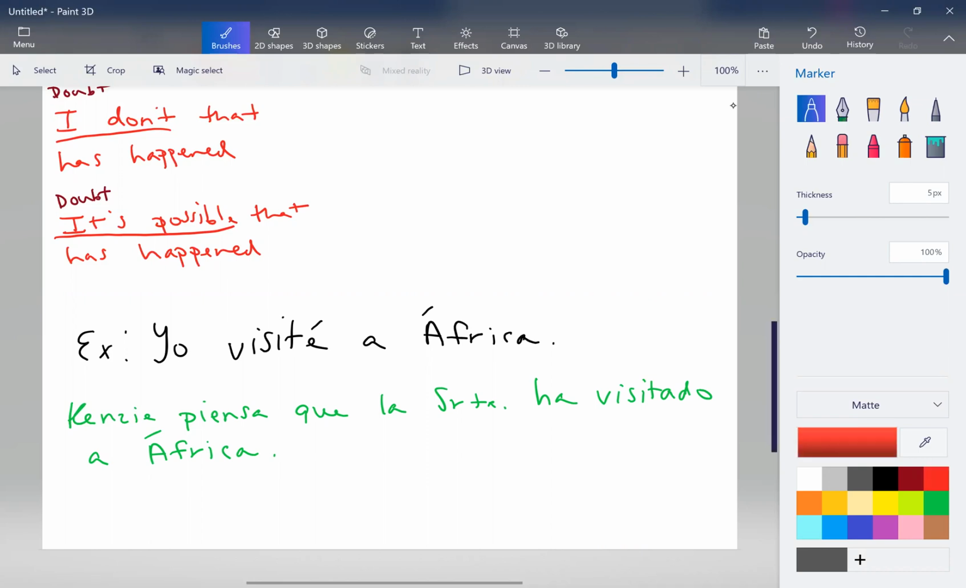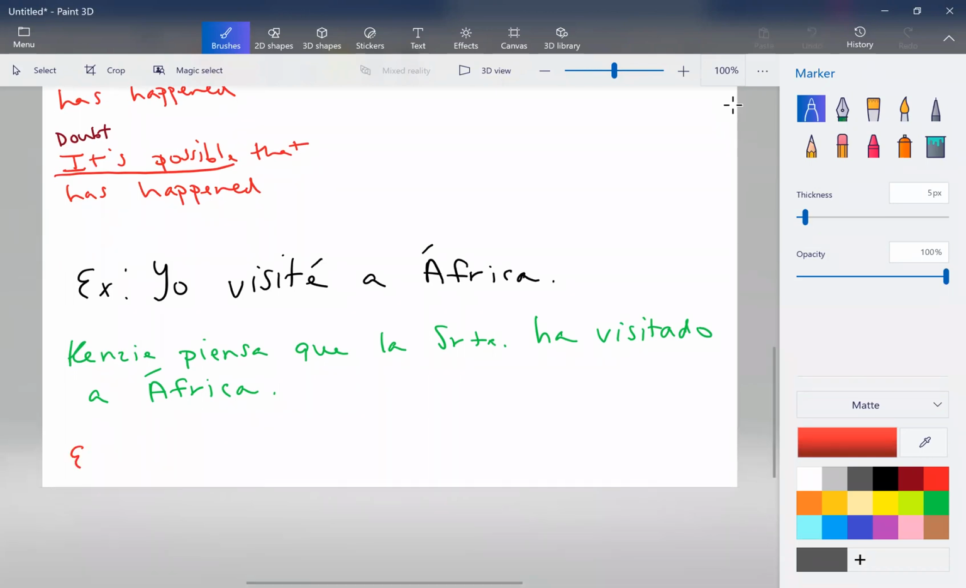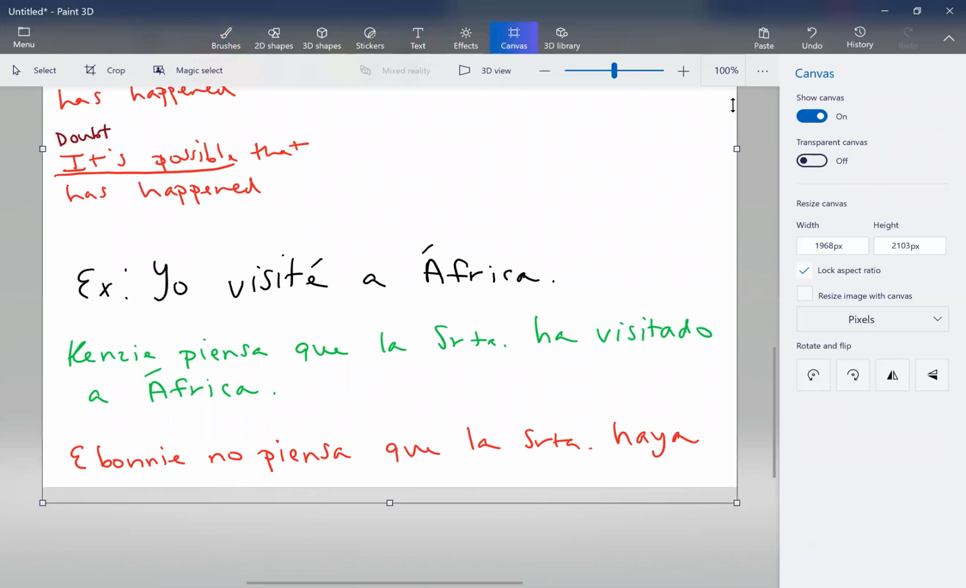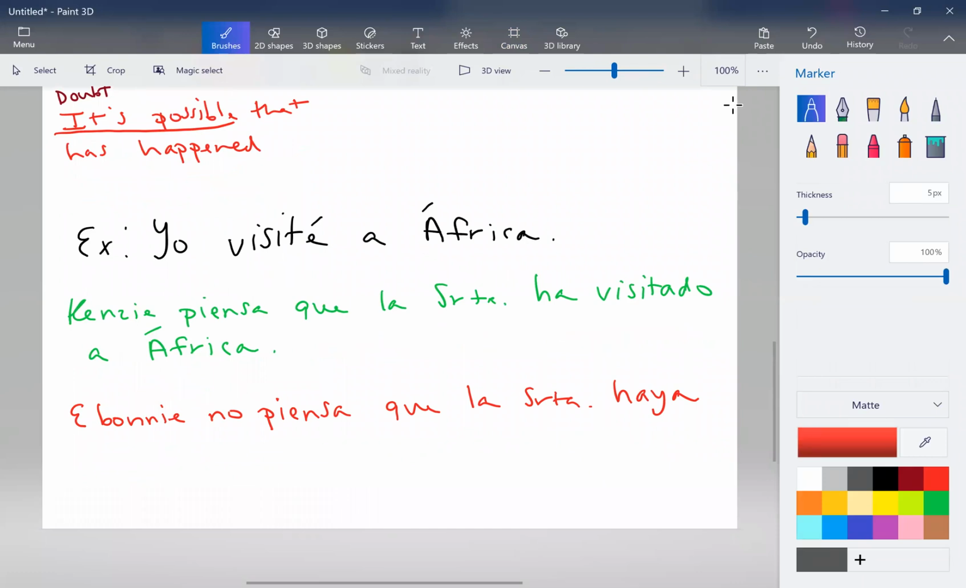Who doesn't think I have? Me. Ebony, great. Ebony no piensa que la señorita haya visitado a Africa. So we can see ha visitado and haya visitado. And we can see piensa indicating truth and no piensa indicating doubt.